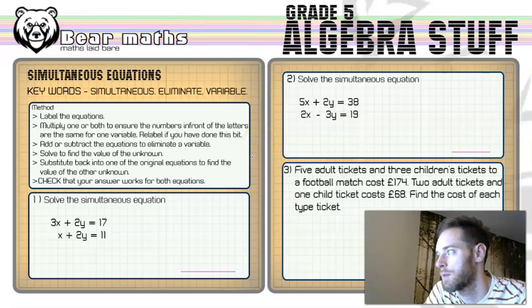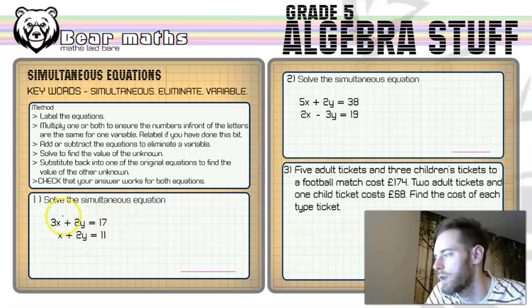Okay. Now, the method here is to label the equations, multiply one or both to ensure the numbers in front of the letters are the same for one variable, and relabel if you've done this bit. That bit's not always necessary, all right? And in question one, it isn't necessary, so we won't be doing that step in question one. Then we add or subtract the equations to eliminate a variable, always need to do that. Solve to find the value of an unknown, always need to do that. Substitute back into one of the original equations to find the value of the other unknown, always need to do that. And then check, and it would be a good idea to always do that. Okay, so I will go through this a little bit slower in a second when I'm doing the questions themselves.